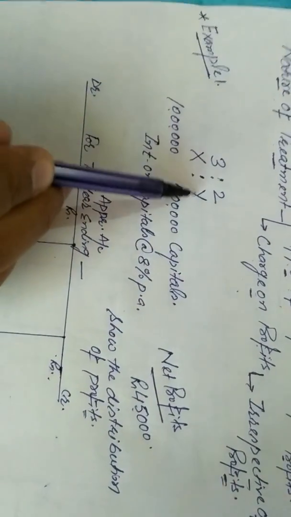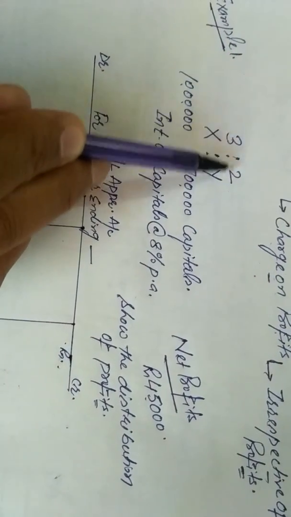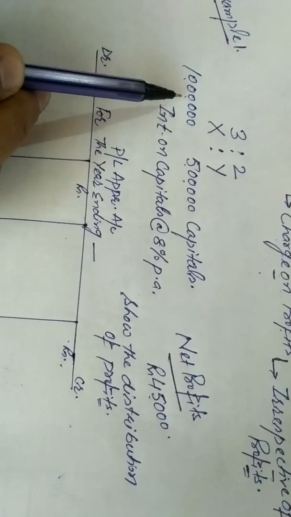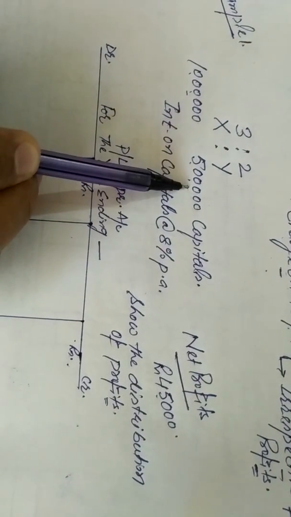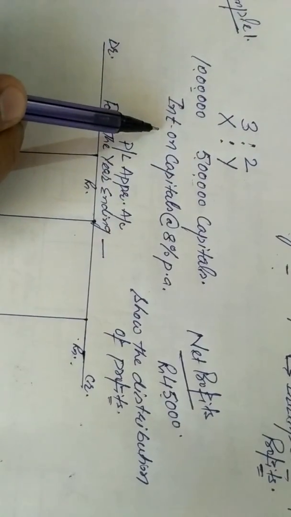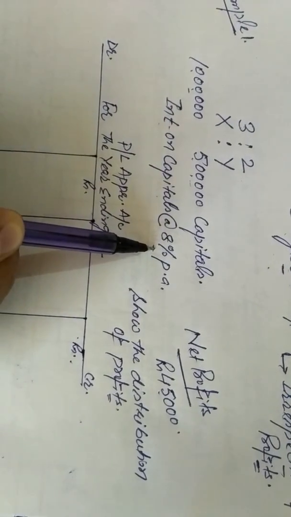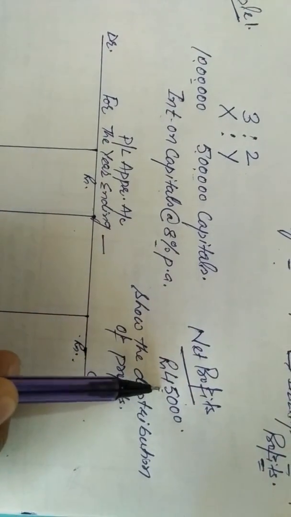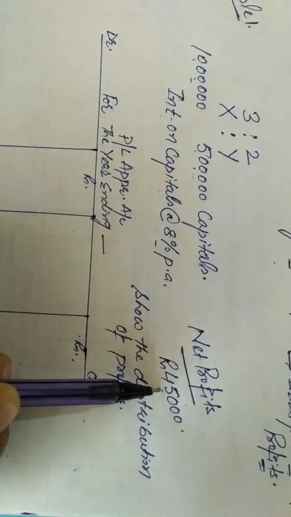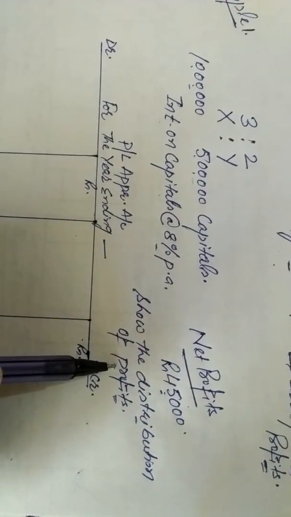For example, there are two partners X and Y. Their profit sharing ratio is 3 is to 2. Their capital account balances are rupees 10 lakh and rupees 5 lakh respectively. According to the deed, interest on capital is allowed at the rate of 8% per annum. During the year, the firm earned a net profit of rupees 45,000. You are required to show the distribution of profit.